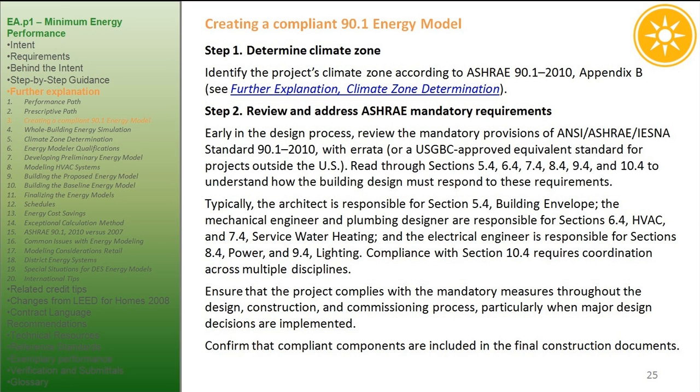Step 2. Review and address ASHRAE mandatory requirements. Early in the design process, review the mandatory provisions of ANSI/ASHRAE/IESNA Standard 90.1 2010, with errata, or a USGBC-approved equivalent standard for projects outside the U.S. Read through sections 5.4, 6.4, 7.4, 8.4, 9.4, and 10.4 to understand how the building design must respond to these requirements.